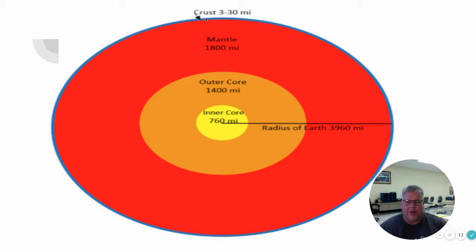So the outer part that we walk on, the land crust, is 3 to 30 miles thick. Okay, so this chart tells us the thickness of each layer. The mantle is 1,800 miles thick. It's the thickest part. Then you've got the outer core, which is 1,400 miles thick. And then you've got the inner core, which is only 760 miles thick. The radius of the Earth, that means from the outside of the Earth to the center of the Earth, is 3,960 miles. So we've got a lot of data in our text and in this picture rather.